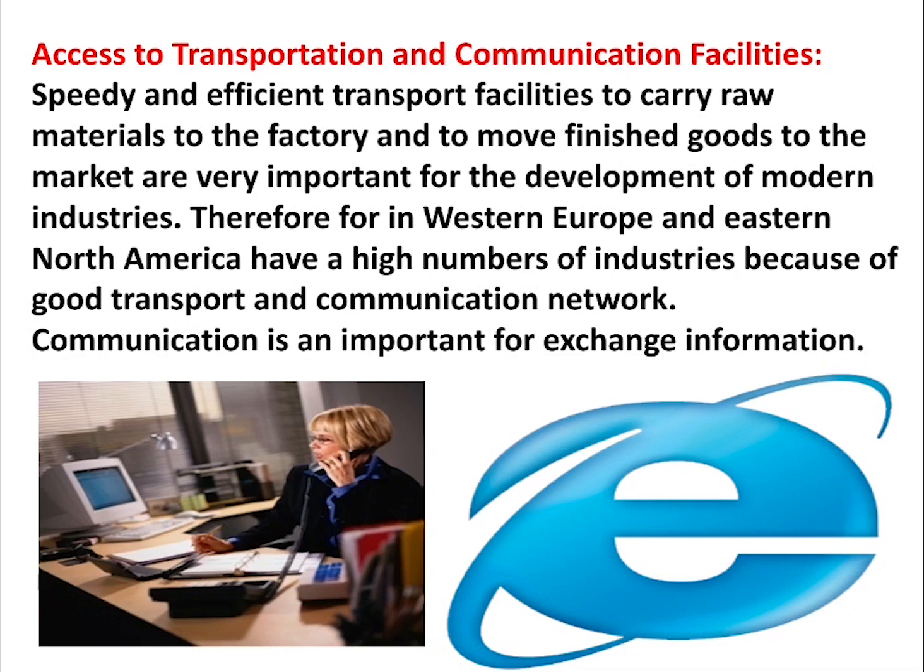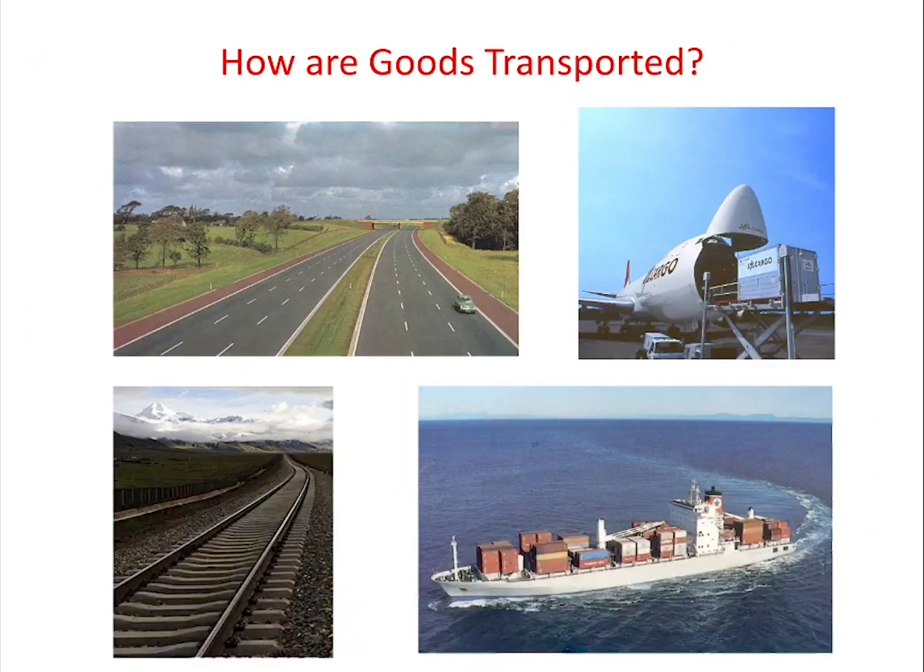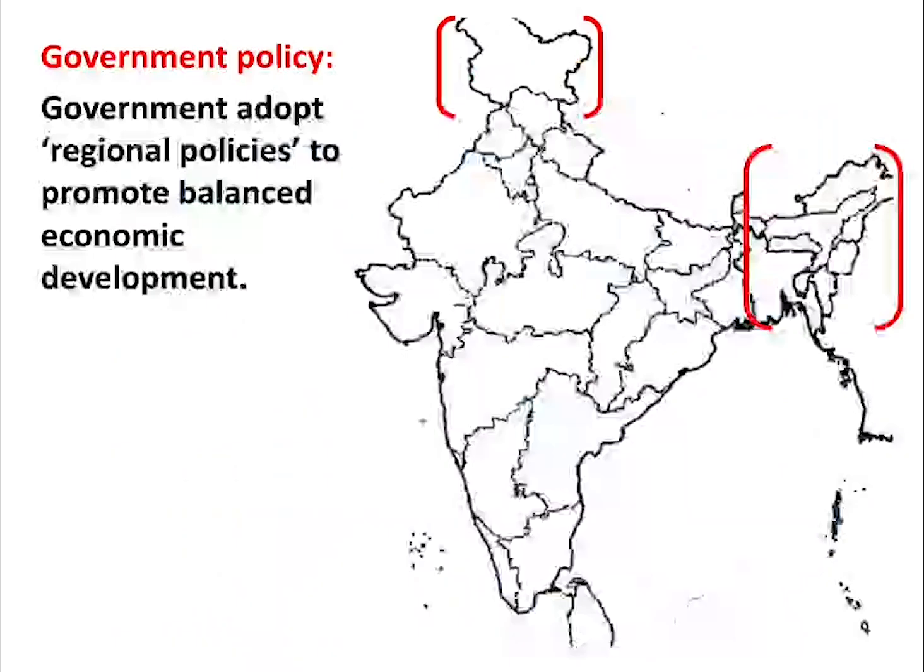So transport and communication are a very important factor that almost all industries are dependent on or affected by. Transport and communication means we have to look at all the means and modes of transport: land transport, air transport, water transport. Some industries need air transport, some need land transport, and some need water transport.